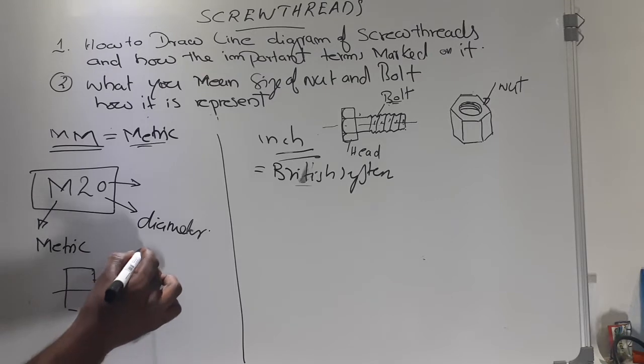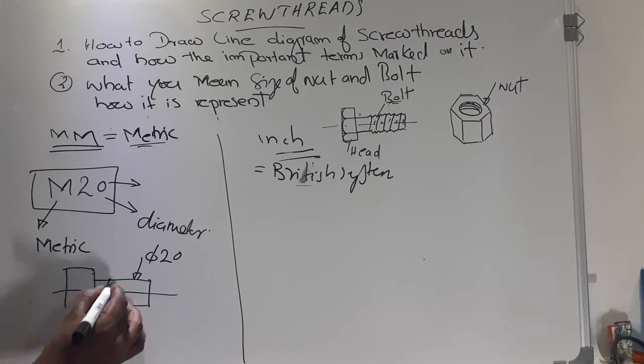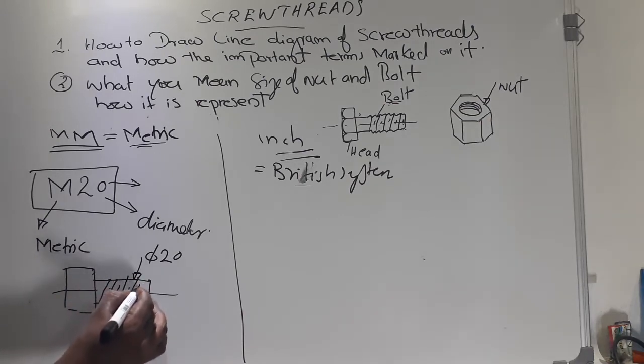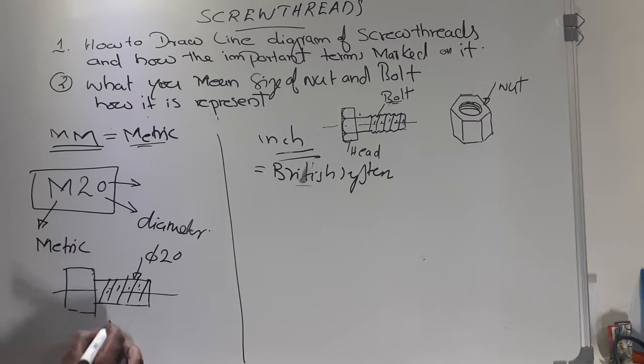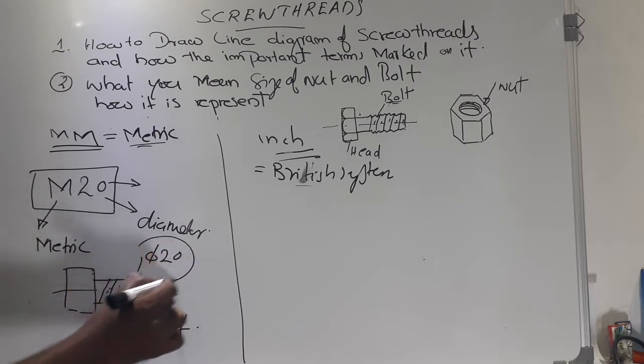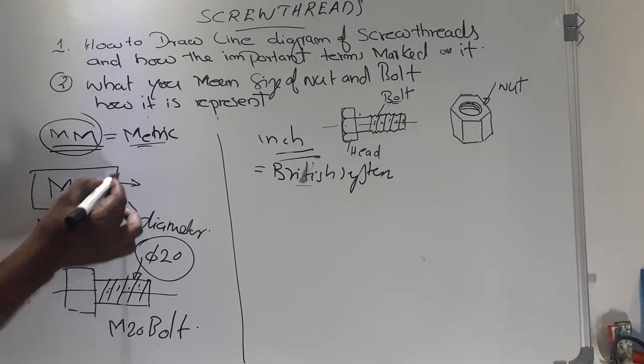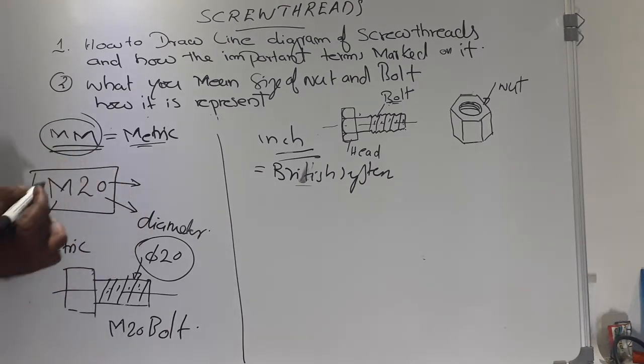If this is a thread having diameter 20 on which threads are formed, then we can say that this is the M20 bolt. That means its major diameter is 20 and all dimensions are kept in millimeter. So we designate the bolt size by M20, which means metric thread 20 mm diameter.